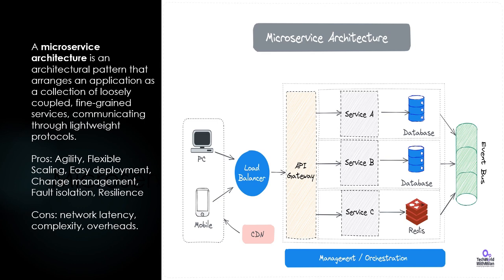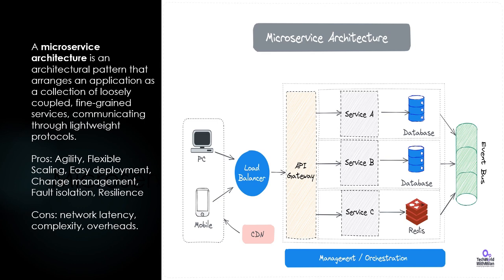The pros are agility, because if you want to make any change in service B, you need not touch anything in service A and C. So it's highly flexible. Scaling is possible with horizontal scaling. If you want to increase the capacity, the CPU or memory, you just add one more server in a highly available failover mode and scalable mode. So it's easy to scale, with easy deployment and change management. Like I mentioned, you need not touch anything else; you can make the changes in just that particular service.